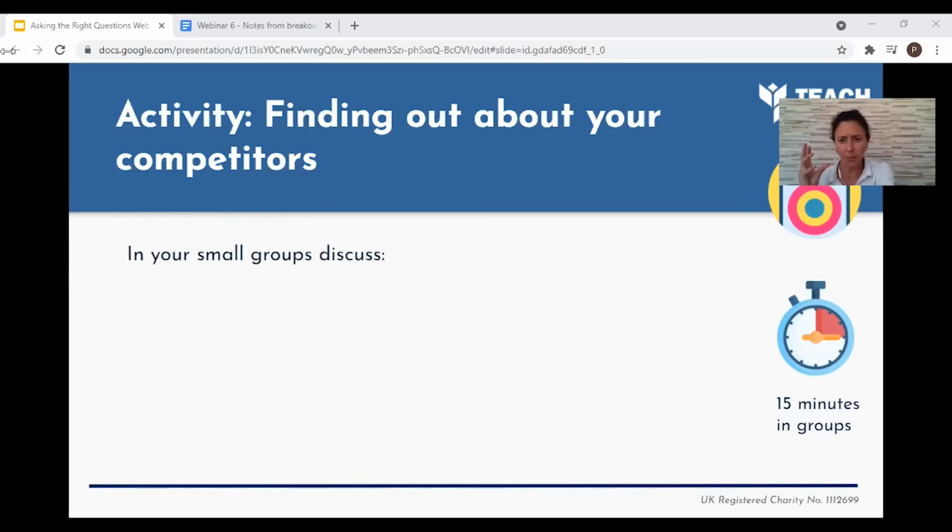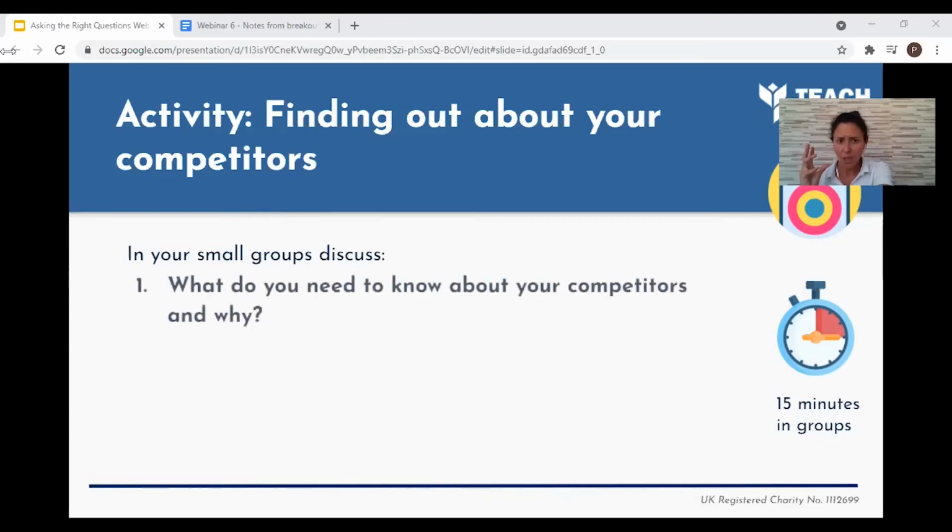So this is a two-part question. The first one is, what do you need to know about your competitors and why? And the second one is, how could you get that information? So what is it that you would like to know and why? And how can you get that information? And remember to get someone to make notes, as I will invite you to share your answers when you return.